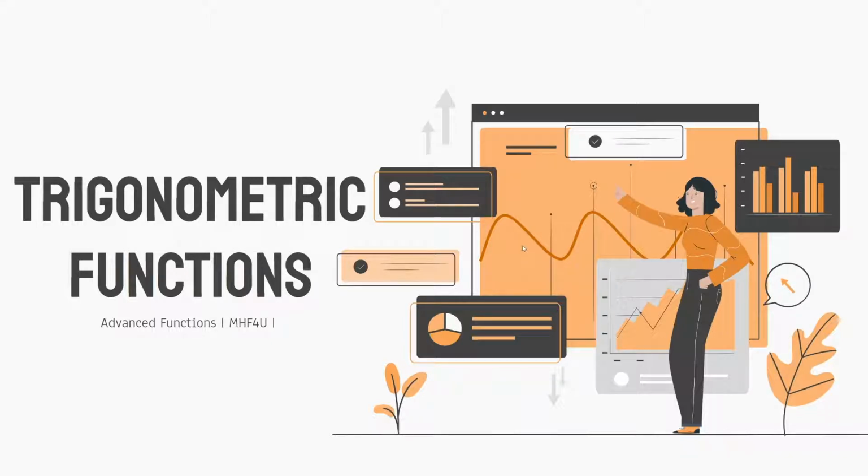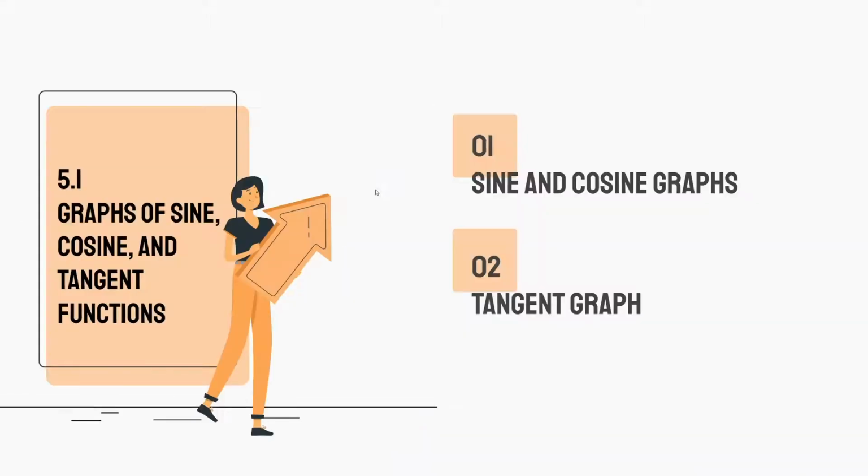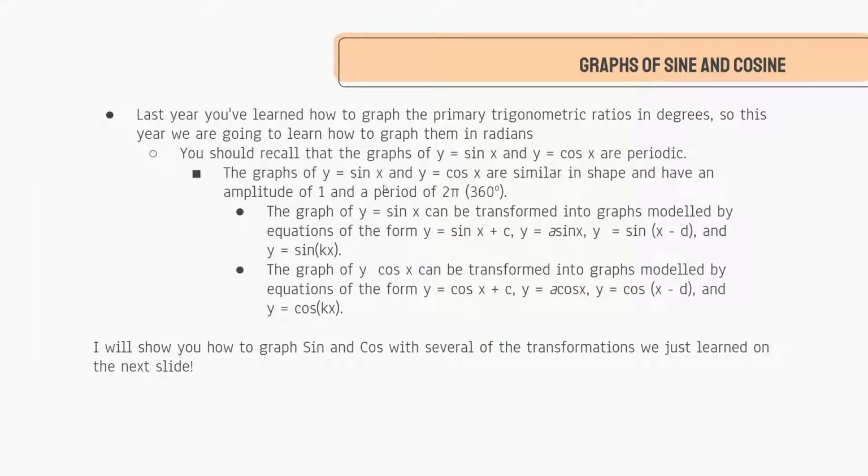So let's get started on 5.1, which is concerning graphs of sine, cosine, and tangent functions. So I split it up into just working with sine and cosine at first, and then working with the tangent graphs. So let's talk about the graphs of sine and cosine.